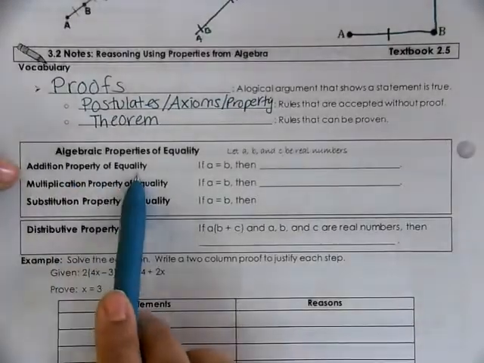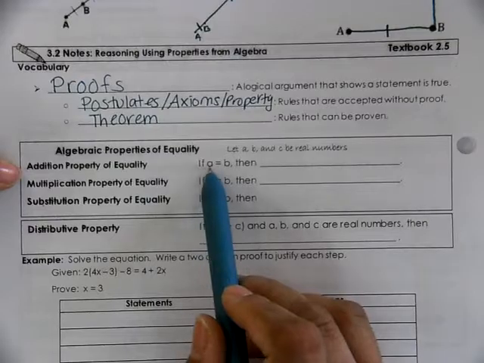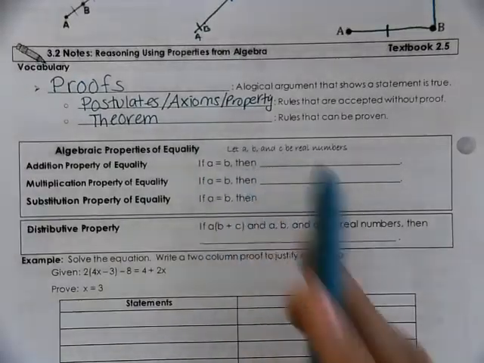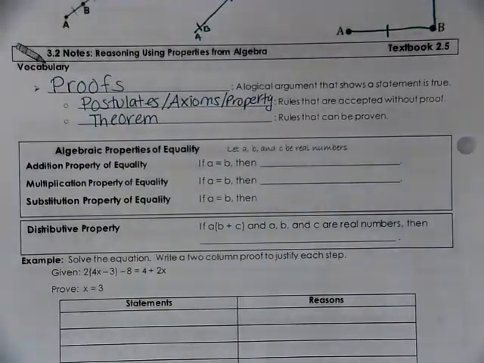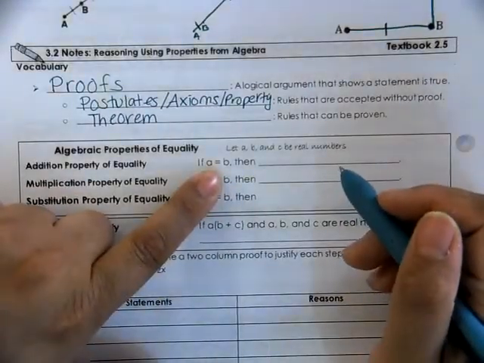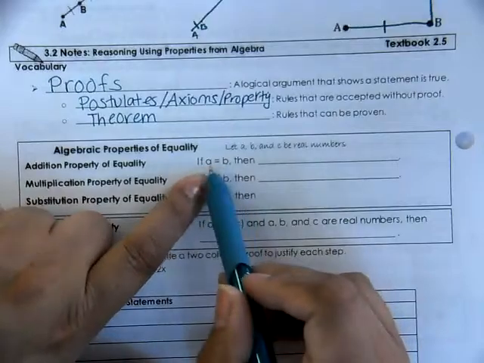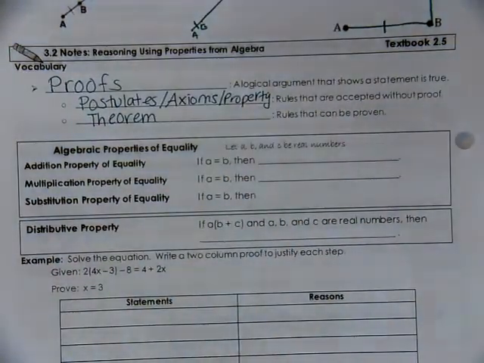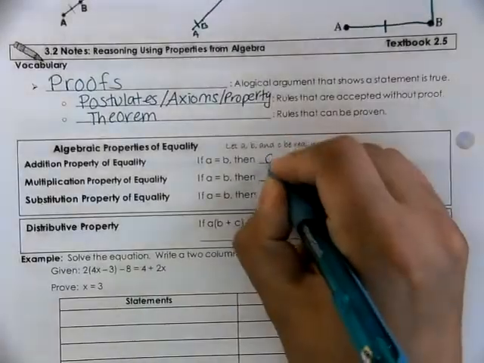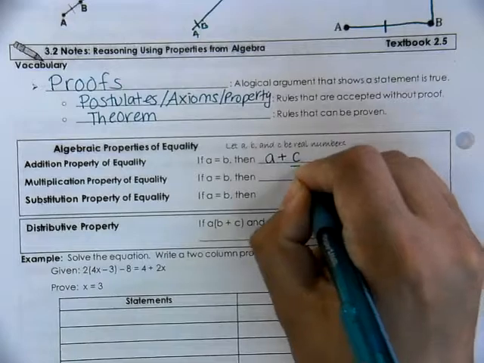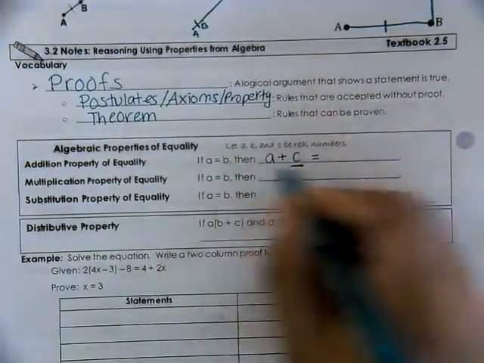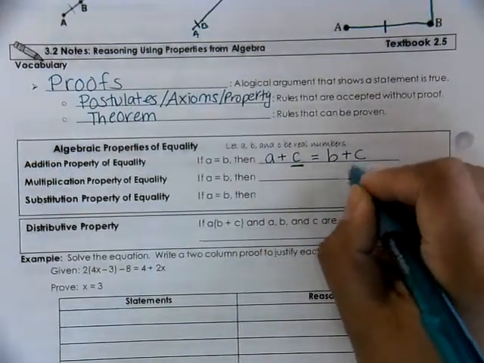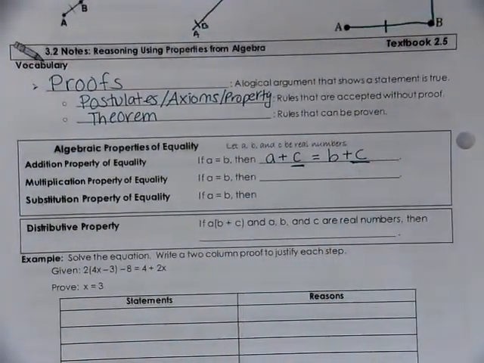So addition property of equality basically says if you have a statement where A is equal to B, like imagine two numbers or a variable and a number set equal to each other, all you would do then is add the same number to both sides. Remember when we balance an equation, you can either add or subtract the same number to both sides of an equation? That's what we're going to do here. We're going to go ahead and add C to the left side and add C to the right side.